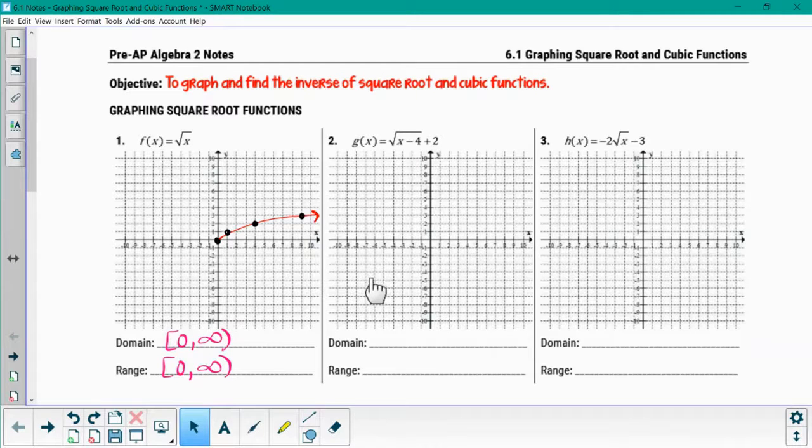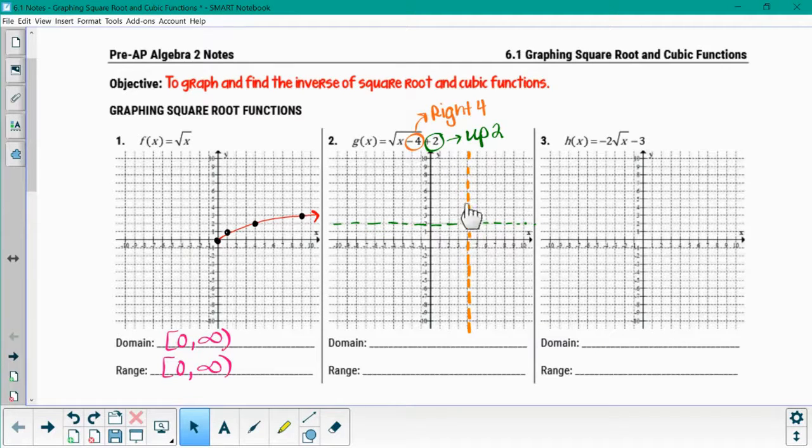Now, for number 2, I do have some transformations that have been applied. I have shifted everything to the right 4, which has shifted my y-axis from 0 to 4. And remember, anything inside is a left-right shift, and we always do the opposite of what it looks like. Now, +2 is an up-down shift, and since it's positive, we're going to go up 2. This is going to fall in line with exactly what it looks like. So I shifted my x-axis from 0 to +2.